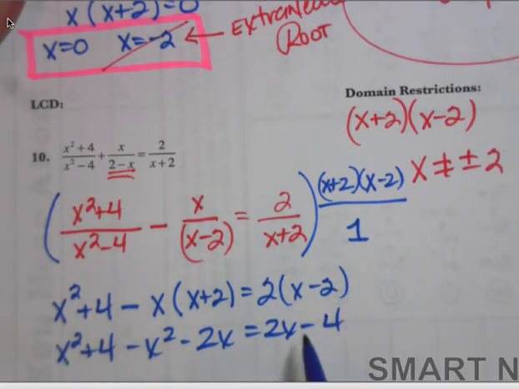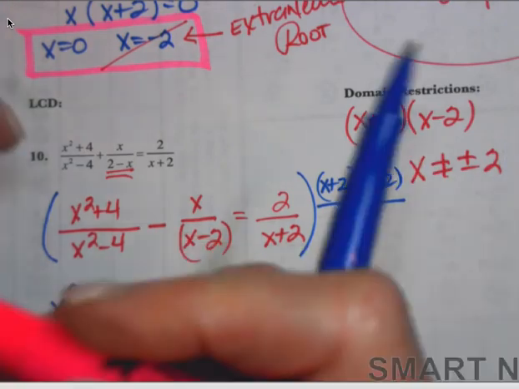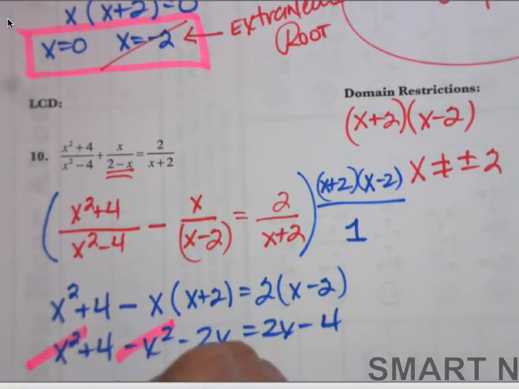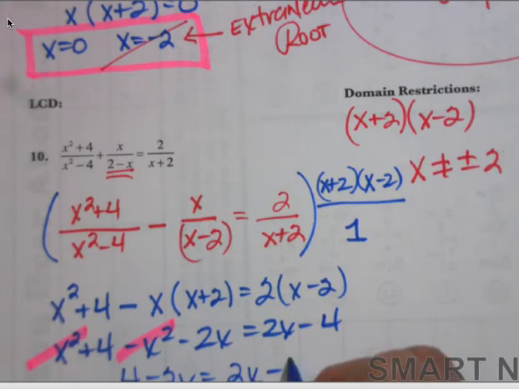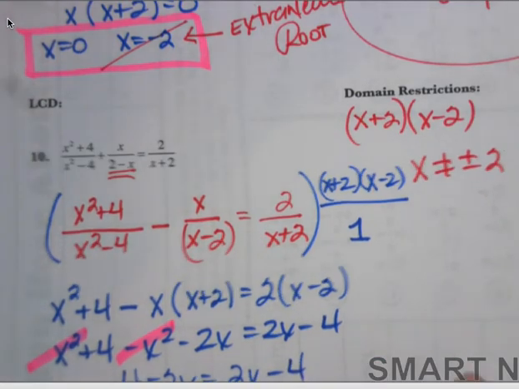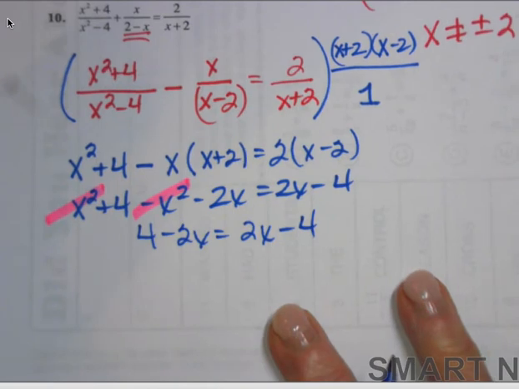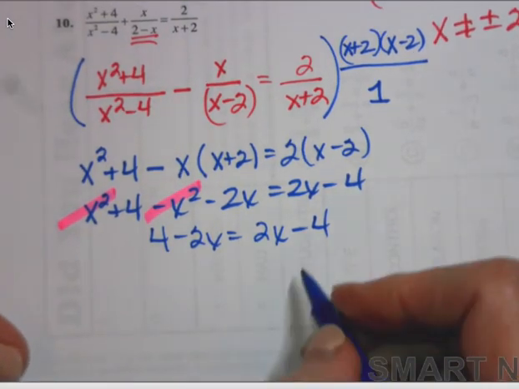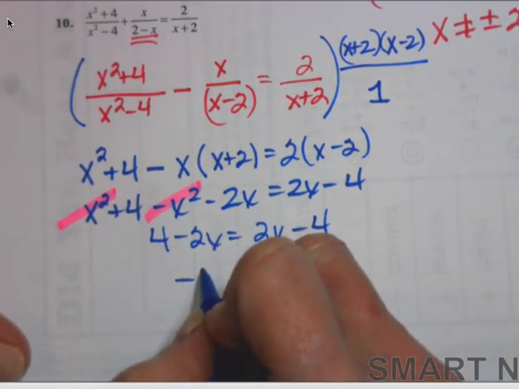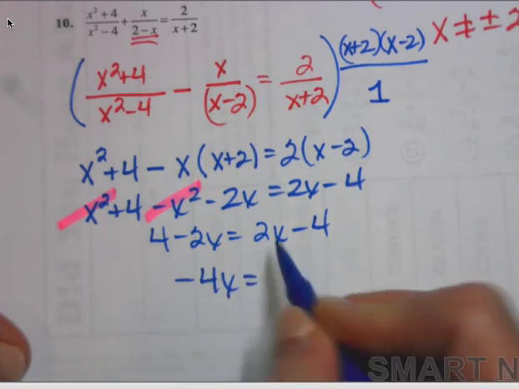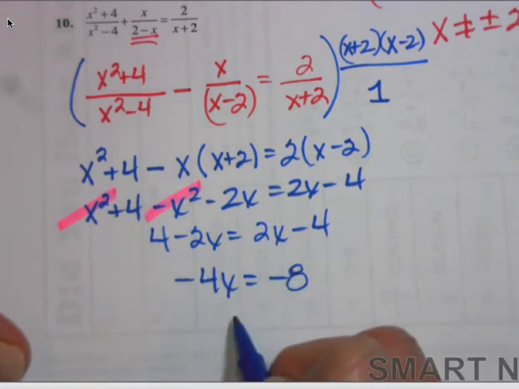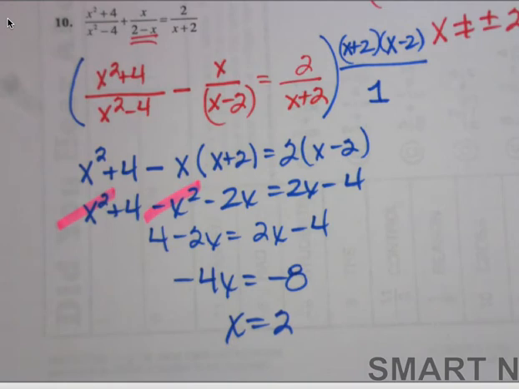Gather like terms. The quadratic terms are going to divide out of the problem, and they're both on the same side, so I'm going to be left with 4 minus 2x and 2x minus 4, which almost looks like an identity, but it's not. I'm going to gather all of my x's on one side and move the constants to the other side. So I see that x equals positive 2.